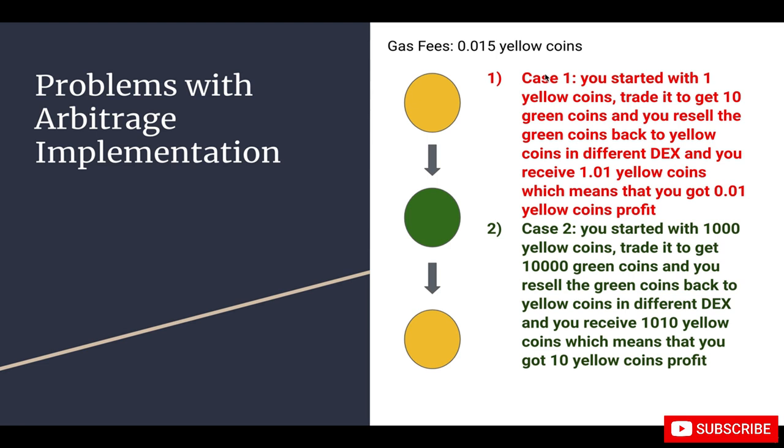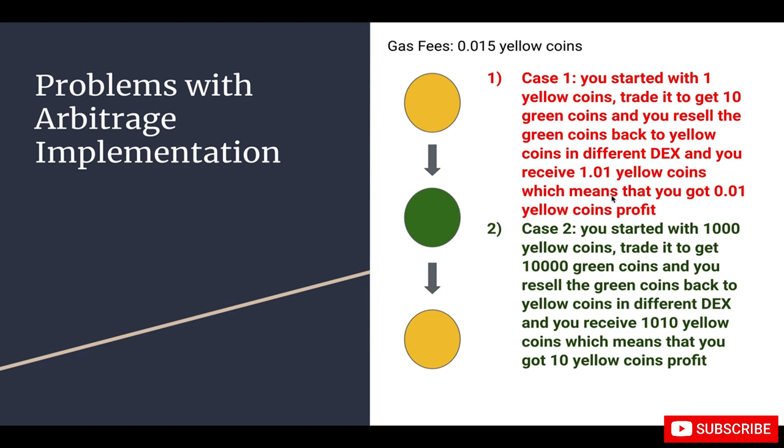So let's consider case one. You started with 1 yellow coin, traded it to get 10 green coins. So the conversion rate is 1 yellow coin equivalent to 10 green coins. And you resell the green coins back to yellow coins in different decentralized exchanges, and you receive 1.01 yellow coins. So you got to keep 1% profit, which means that you got 0.01 yellow coins profit. So you make profit in case one.